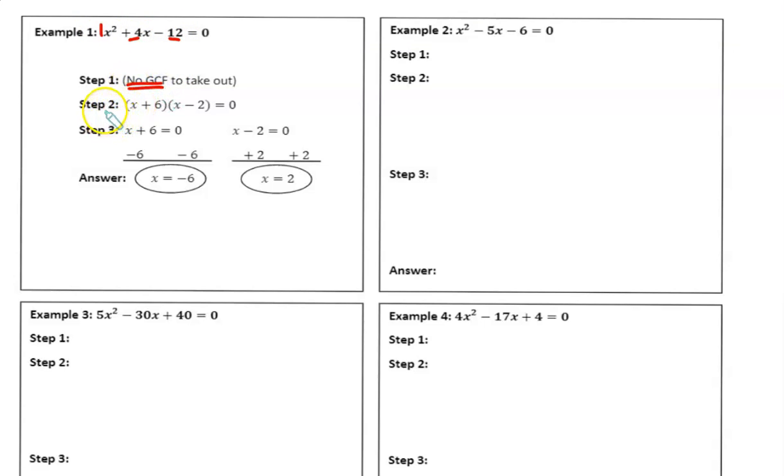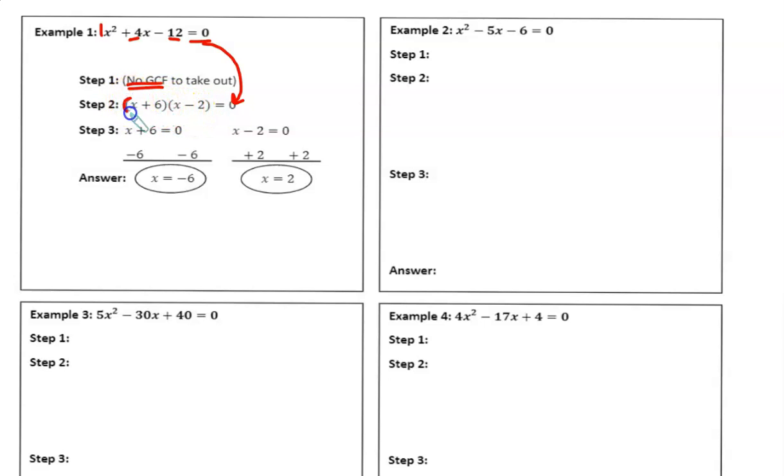Step 2, I'm going to factor it. We're going to save some time, and I'm going to tell you what the factors are. It's going to be x plus 6, x minus 2. Notice I brought down the equals 0 still. We factored it, but we're not done. We've got to solve by factoring. Well, how do you solve this?